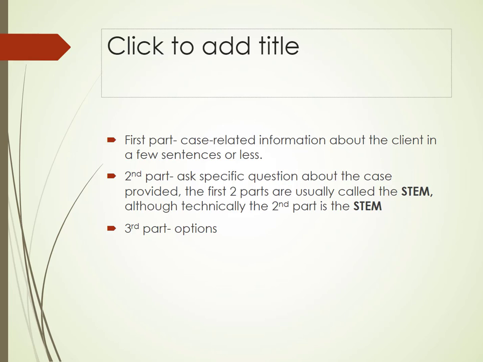Second part of the question, remember, the first two parts are usually called the stem of the question, although technically the second part is the stem of the question. So the stem of the question, that's where you will see some strategic keywords that I will show you later on, which also gives you a hint on what to answer in that specific NCLEX question. The third part would be the options, whether it's A, B, C, and D, whether it's A to G, A to H, if it's like all that apply type of questions.